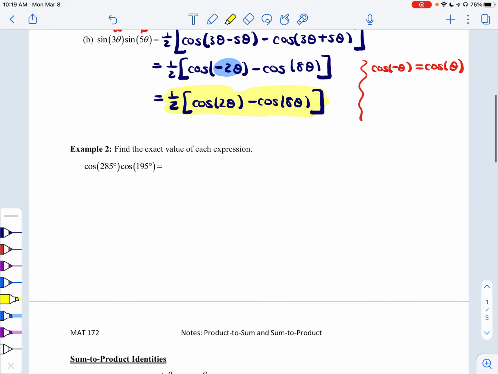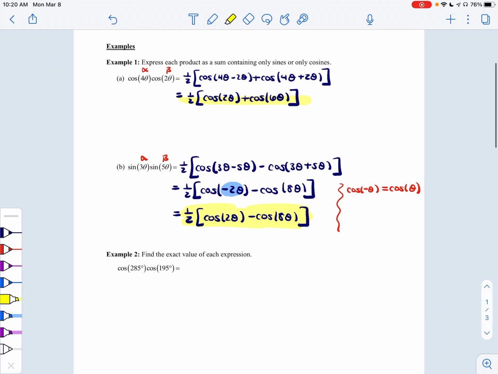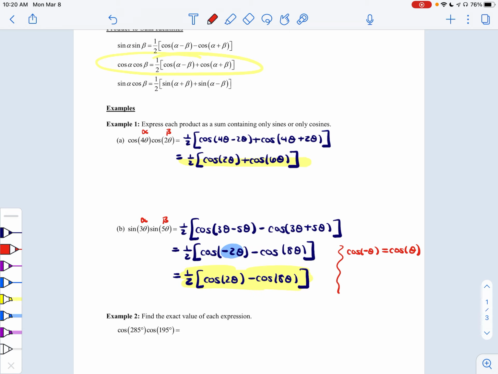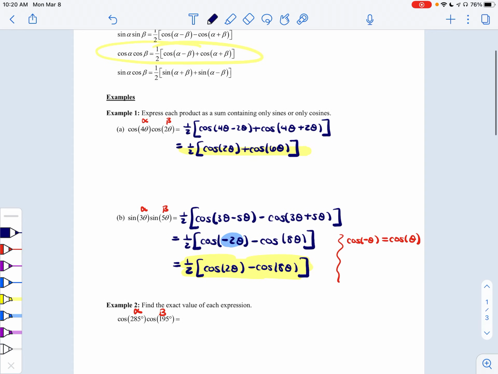Now we can also use these for actual numbers. So in this next one, we are looking at evaluating the cosine of 285 times the cosine of 195. We're again using these same identities to do this. So we have a cosine times a cosine, so we're using this middle identity right here. I'm going to call these angles my alpha and my beta. So 285 is my alpha, 195 is my beta.